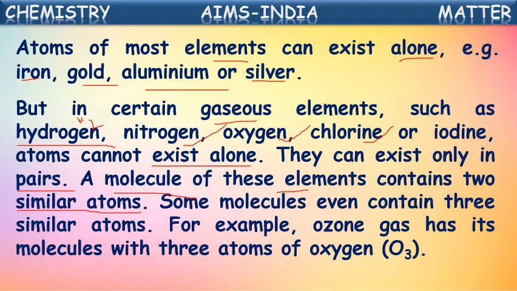Some molecules even contain three similar atoms. Take oxygen: if it has O2, this is called oxygen. If it has O3, this is called ozone. When two oxygen atoms combine, that is called a diatomic molecule, whereas when three atoms combine, it is a triatomic molecule. So it is possible to combine more than two. The example is O3.